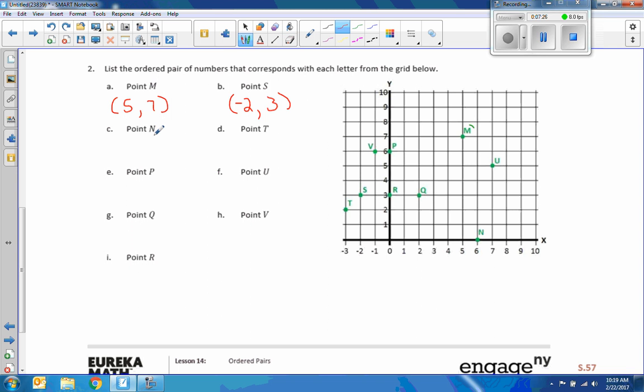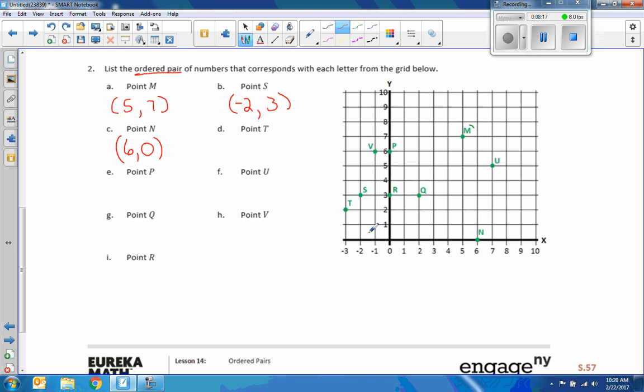Next one is point N. So I locate N, which is right here, and I am on the x-axis at 6. So I'm going to write 6, comma, and I didn't rise any or drop any, so it's right on the x-axis, so my y value is 0. So I wrote this way to show you how not to represent a point. 6 comma 0 does not indicate a point. It is important for you to understand that you have to have these parentheses. A common mistake is forgetting the parentheses, and constantly reinforcing the fact that these parentheses tell you that it is an ordered pair. Okay? That's another name for these coordinates, ordered pair.